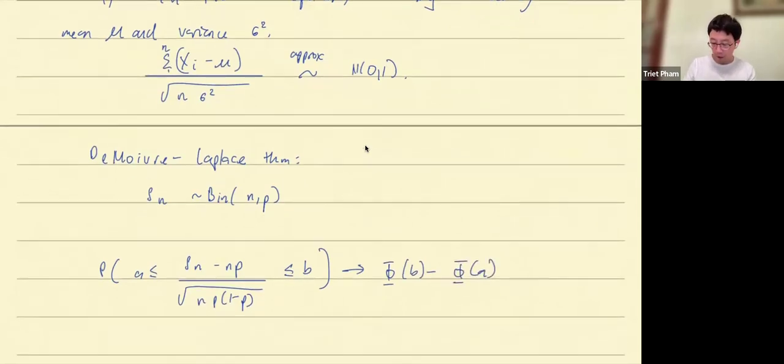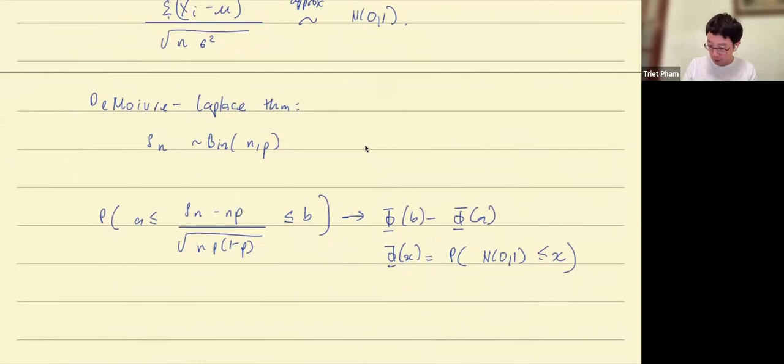Well, what is phi of b, phi of a? Phi of x is really the CDF of the standard normal. It's the probability that the standard normal, or if you prefer the letter z, z is less than or equal to x. And in some circles, people use N of x as the same notation for this.